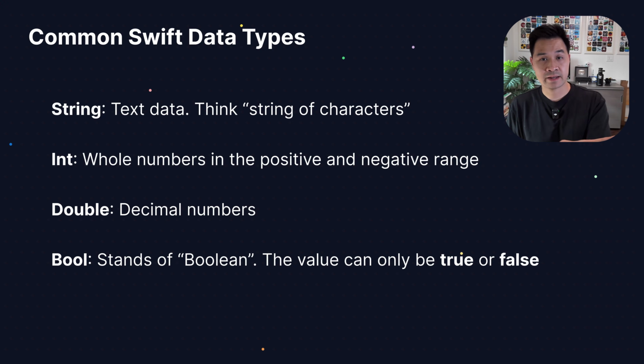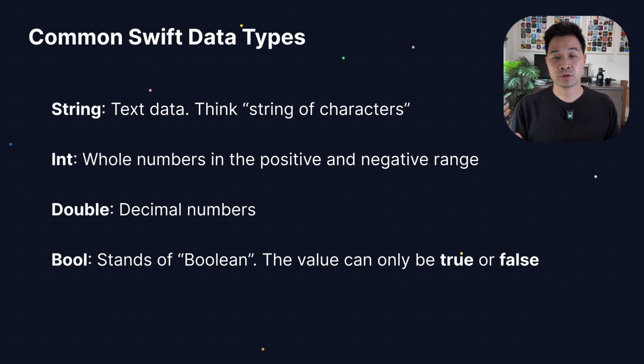You've seen text data. This type of data is actually called a string. Now, whole numbers, this is called an integer. This is kind of the same as math terminology. Now, for decimal numbers, this data type is called a double. And one last data type I want to mention that's really useful for right now is Boolean. And this is either true or false. So it's only one of these two states.